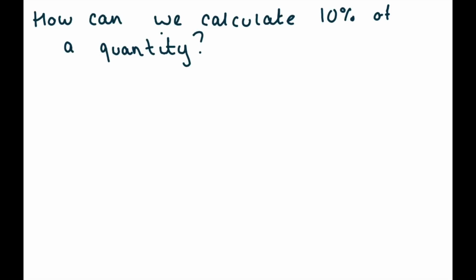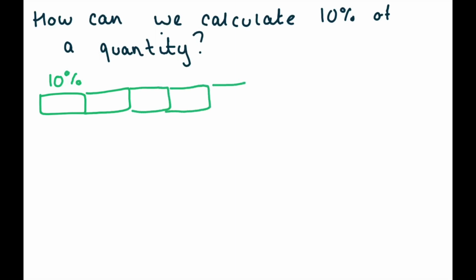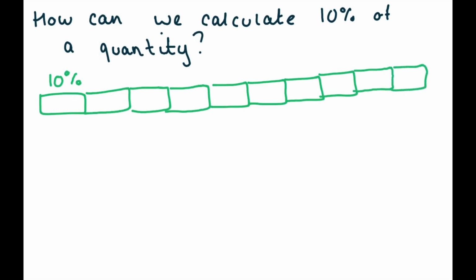So we're going to have a look at finding 10% of a quantity. First of all, we need to draw a bar model to find out what 10% is worth. So we've got 10%, and I want to know how many 10% I need to make 100%. So I've got 10, 20, 30, 40, 50, 60, 70, 80, 90, 100. So that's 1, 2, 3, 4, 5, 6, 7, 8, 9, 10 boxes.